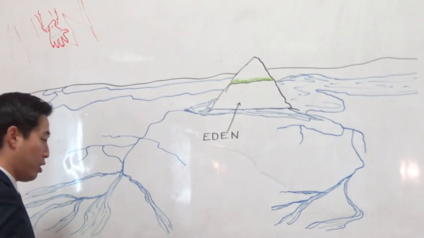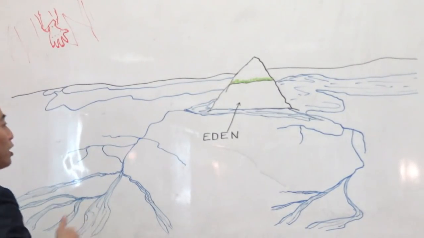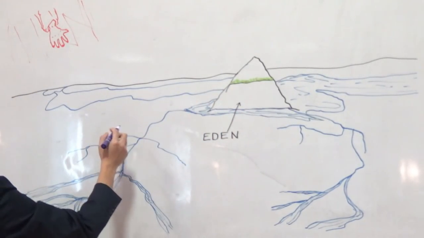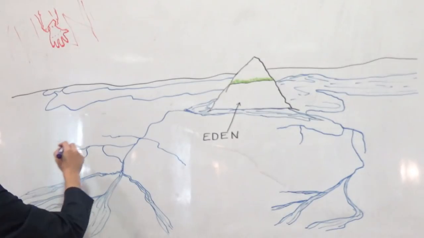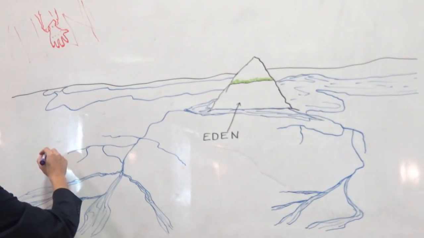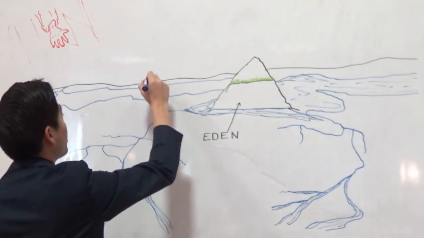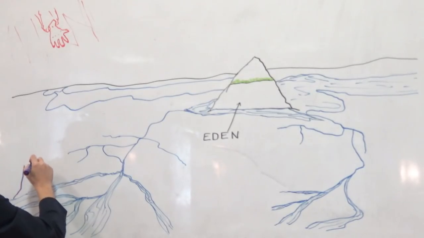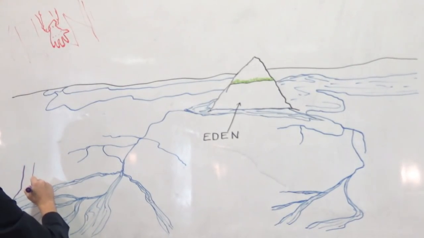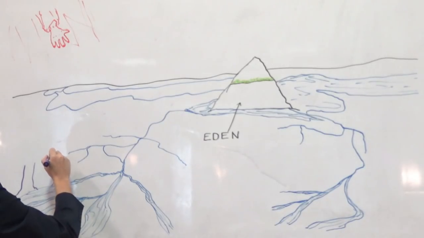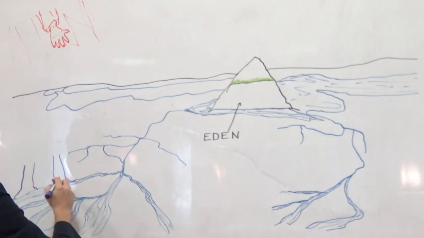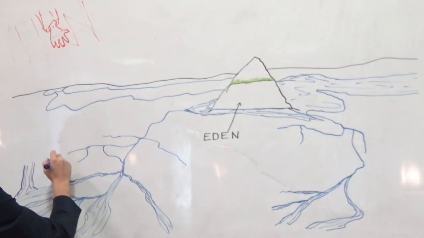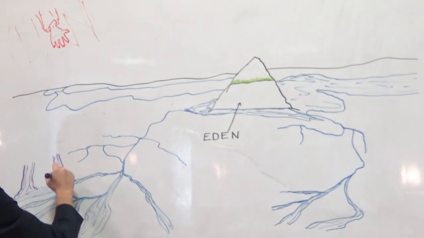Now, this is just an artistic depiction. So I know the trees are supposed to be in here. That's what this shrubbery is. But I thought that in order for people to see more clearly, it would be better if I drew the trees over here. So let's do this. I'm going to draw right over here. Seems like a good spot, right? So then, remember, there are two trees, the tree of the knowledge of good and evil, and the tree of life. And they're both centered together in the midst of the garden.